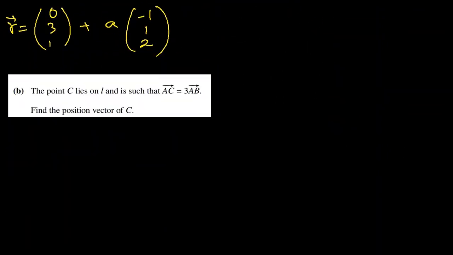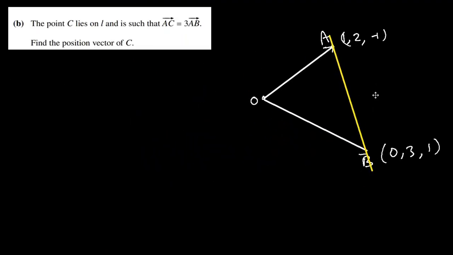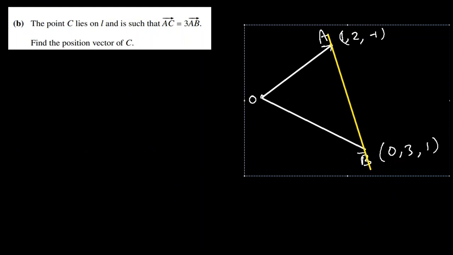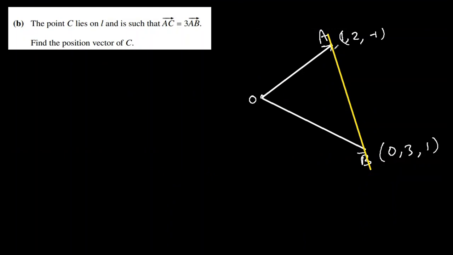Okay, now the B part. B part says the point C lies on line L such that AC vector is 3 times AB vector. So let me copy that picture here. They're saying that C lies on AB, and 3 times AB is AC. So that means this line goes very, very long.